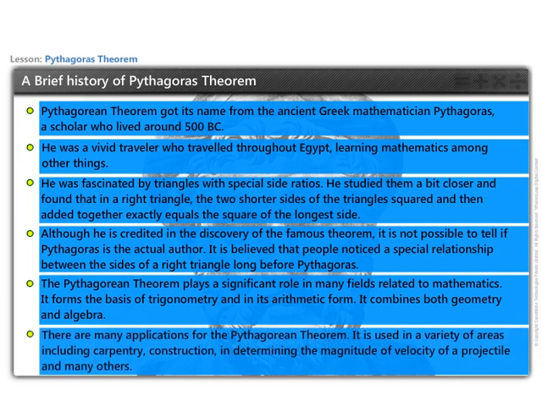There are many applications for the Pythagorean theorem. It is used in a variety of areas including carpentry, construction, in determining the magnitude of velocity of a projectile and many others.